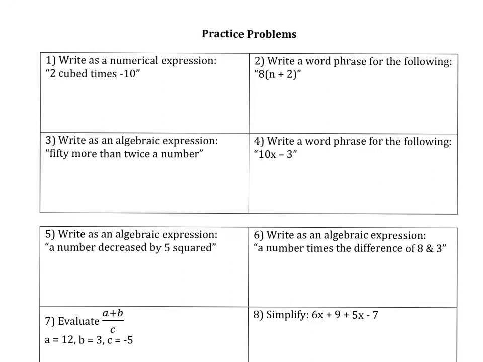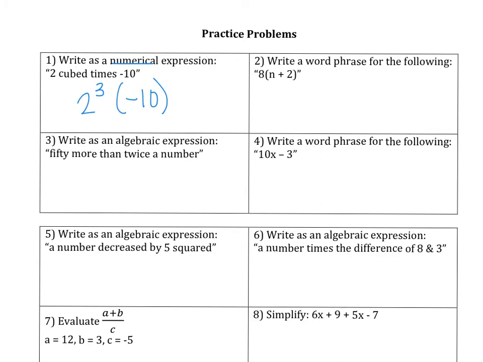The first one, number 1, is write as a numerical expression 2 cubed times -10. That would look like this: 2 cubed times -10. And what kind of an expression would this be? This would be numerical, not algebraic, because there's only numbers in it, no variables.